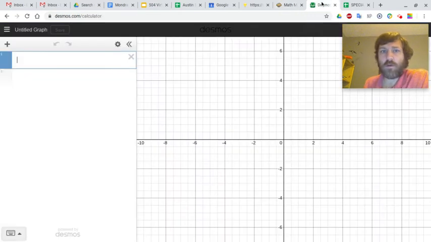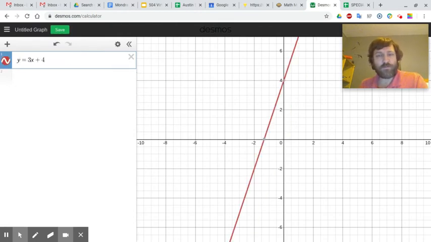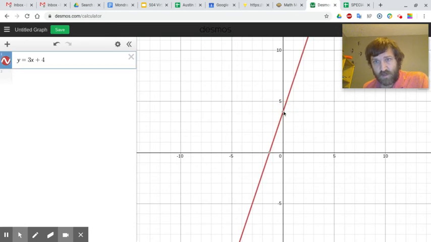So just as a real quick overview, if I look at any linear function, I'll just make one up, like y equals 3x plus 4, for instance. We need to understand that the linear function represents a relationship between x and y. And that relationship is that every y value is equal to 3 times the x value plus 4.